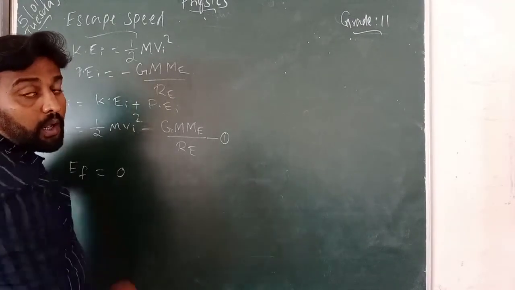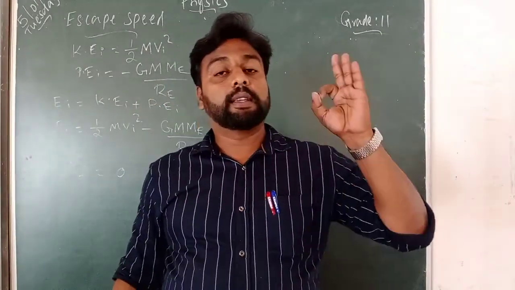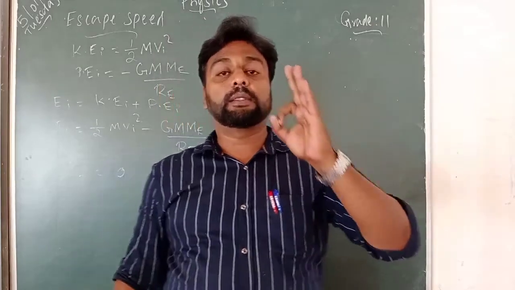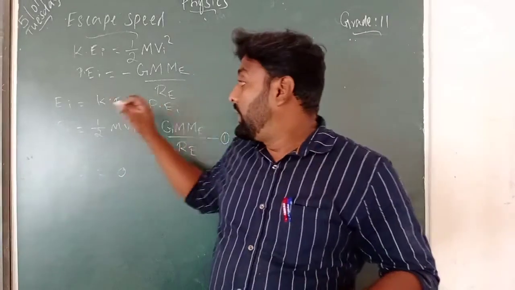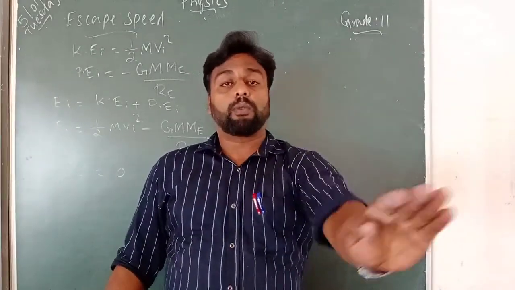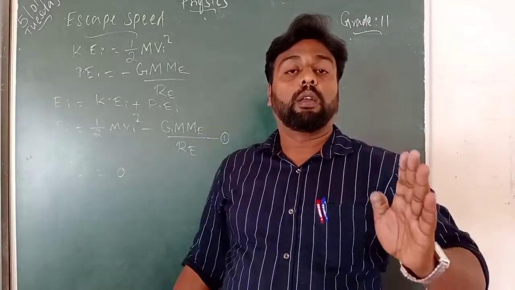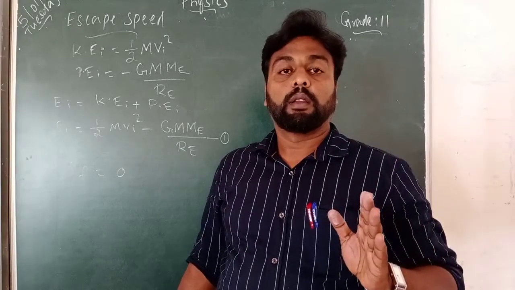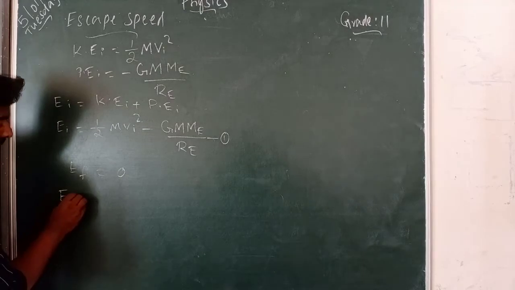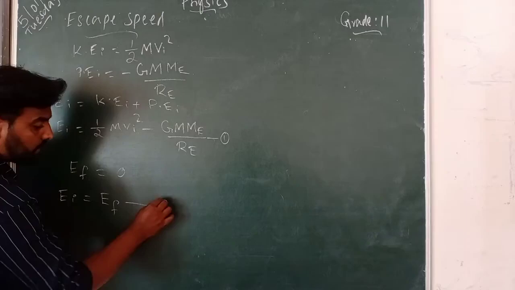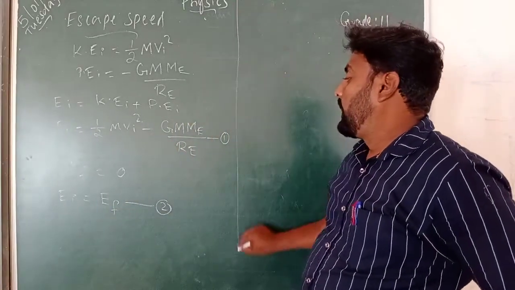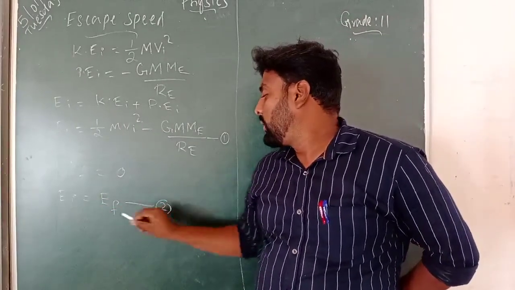This is the total final energy. Now according to the law of conservation of energy, energy cannot be made or destroyed. It can be changed from one form of energy to another form of energy. So there is some initial energy, but the final energy you got is 0. According to the law of conservation of energy, initial energy should be equal to final energy.